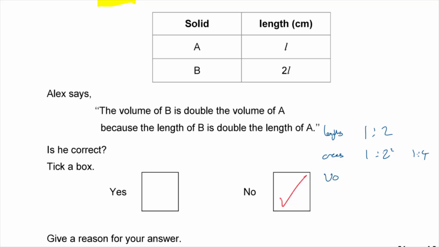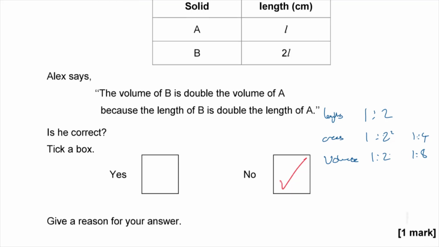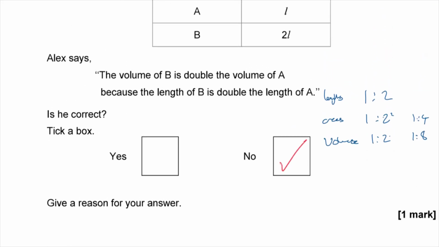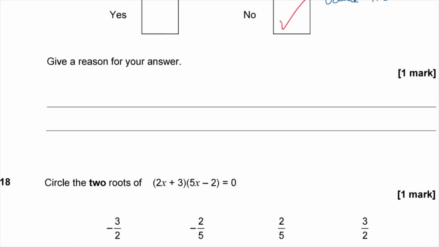And then their volumes are going to be 1 to 2 cubed, which is 1 to 8. So the volume should be 8 times bigger. So let's give him a reason. The volume should be 2 cubed, or 8 times larger.